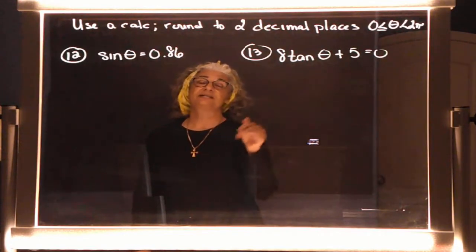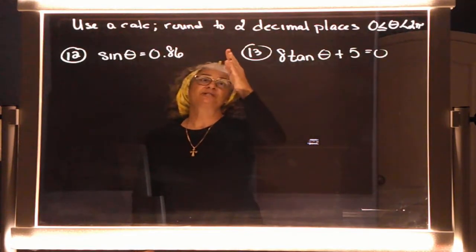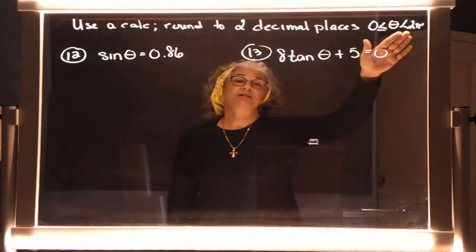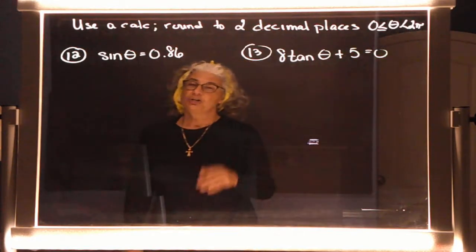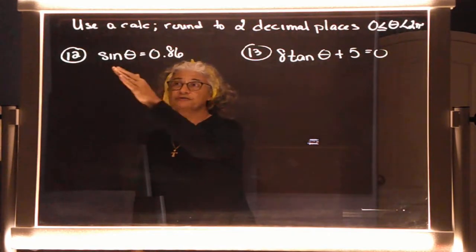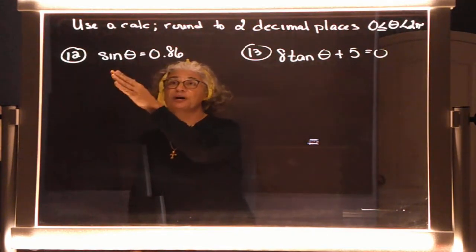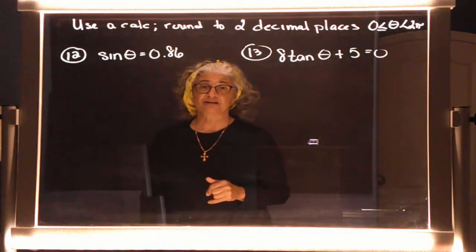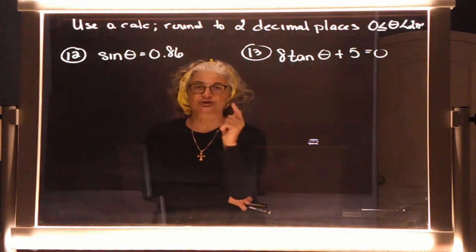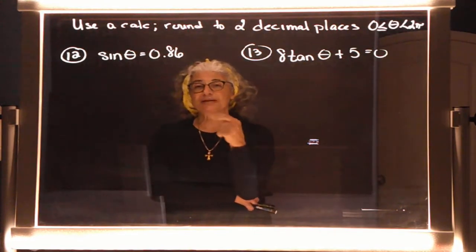Okay, so let's look at these last 2 problems. They're asking us to use a calculator and to round to 2 decimal places. They still want it within a full circle. So, first things first, make sure your trig function is by itself. So number 12, my trig function is by itself. And now since I need the reference angle next, I need to go to my calculator.